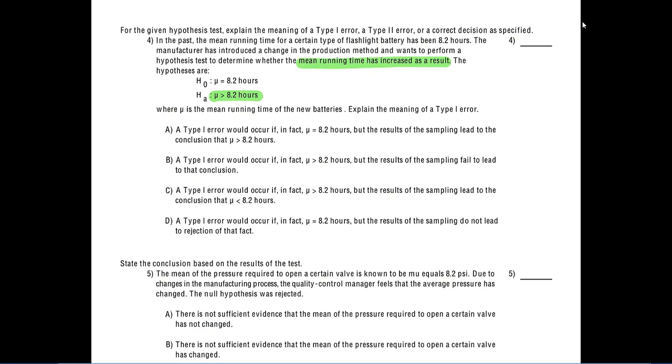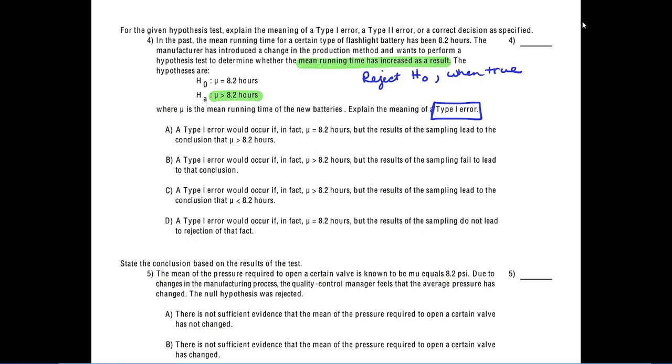It says, now explain the meaning of a type 1 error. As soon as I see type 1 error, I write: reject null hypothesis when true. That's what I always think of when I know of a type 1 error. So I write that. Now I go back to my example here.